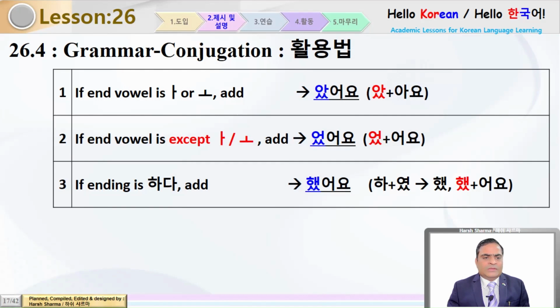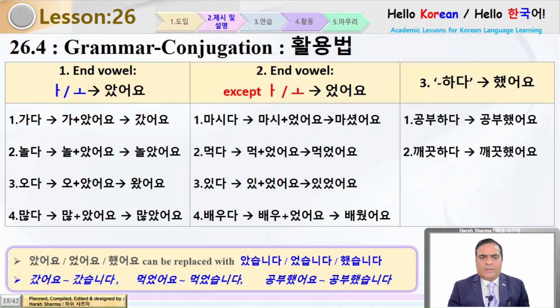Now let's check these rules in detail, 여러분. This is the grammar conjugation table. See, first category, end vowel is a or o, we have to add 았어요. See number 1, 가다 will be 갔어요. Number 2, 놀다 will be 놀았어요. Number 3, 오다 will be 왔어요. Number 4, 만나다 will be 만났어요. If you see number 1, 2, 3, 4, after removing 다, the end vowel is a or o.